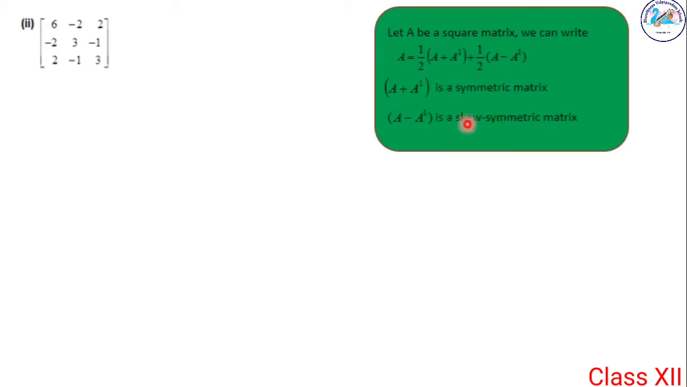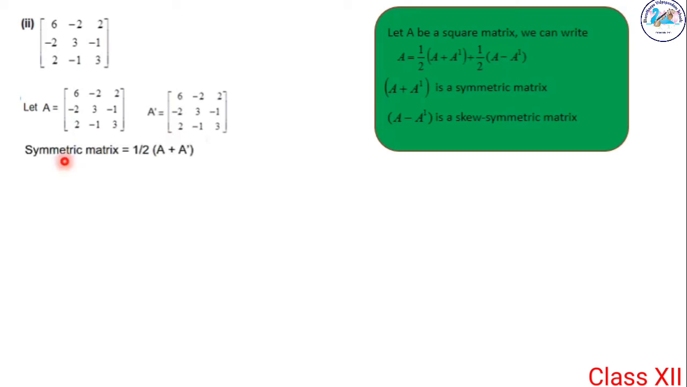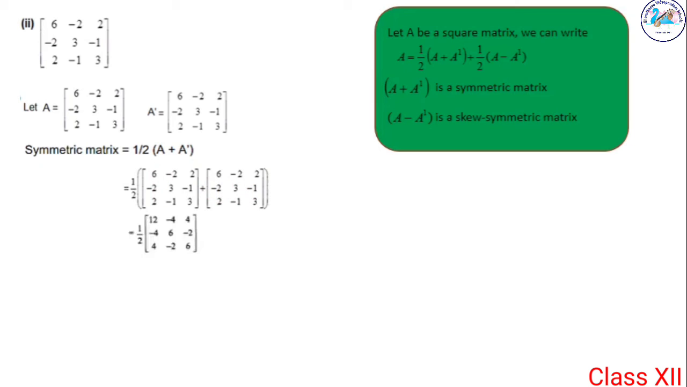a skew symmetric matrix. So here when you come to the answer, we have to take the matrix as A. After that we have to go for A transpose. Then we have to first go for the symmetric matrix, that is 1 by 2 into A plus A transpose. You have to calculate 1 by 2 into A plus A transpose. You write 1 by 2 outside, then the A matrix here, its transpose is here. Just add the corresponding terms, that is 6 plus 6, 12.